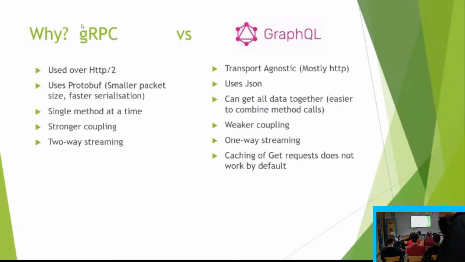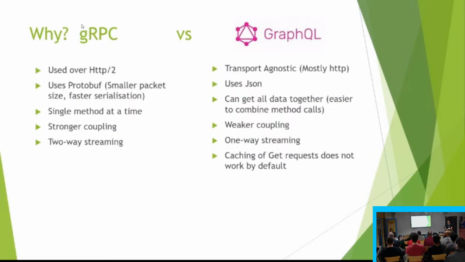With gRPC, you can only use a single method at a time, whereas with GraphQL, you can say, well, I want the order, and then I want all the bits that make up the order at the same time. Whereas with gRPC, you have to define, well, I want an interface that says an order and the parts, and I can't change my mind dynamically on the fly. With gRPC, obviously, you get stronger coupling because you've got to define all the methods up front, and you can't ad-lib as you can with GraphQL. With GraphQL, you've got weaker coupling.